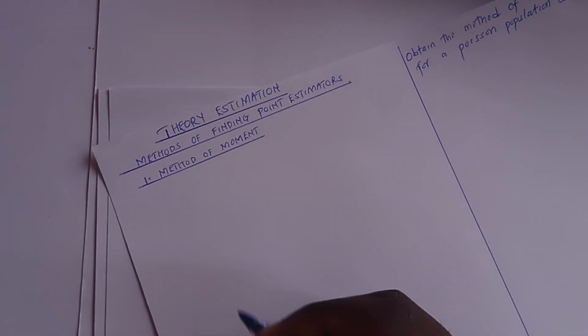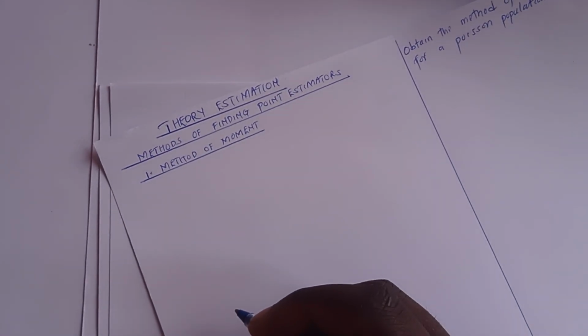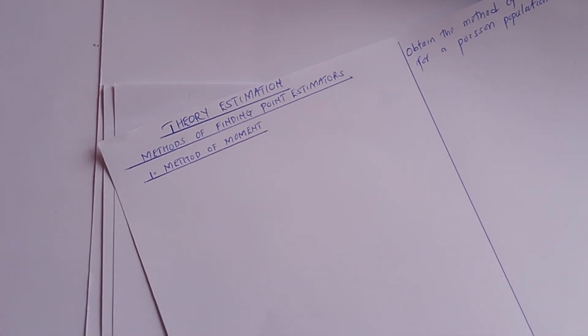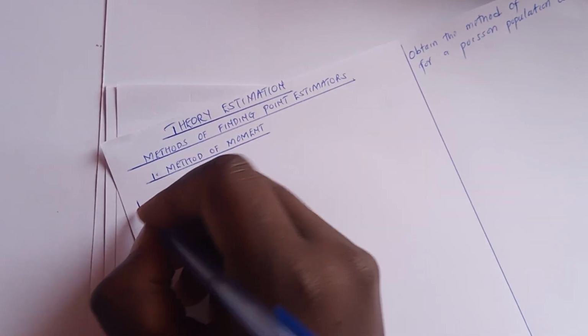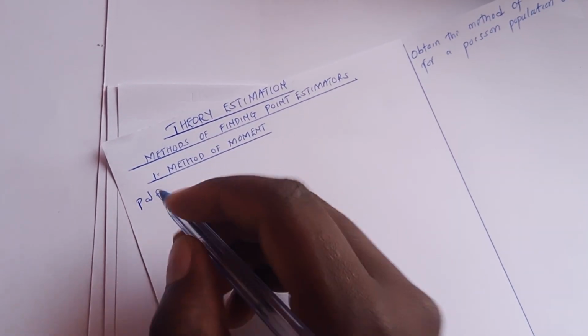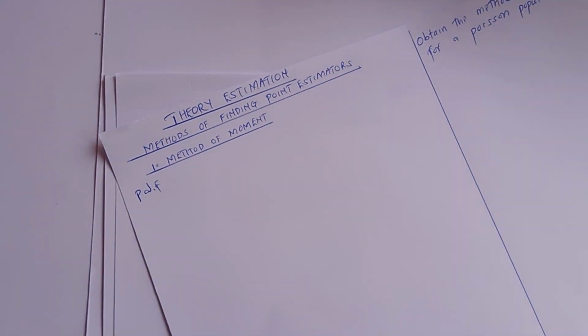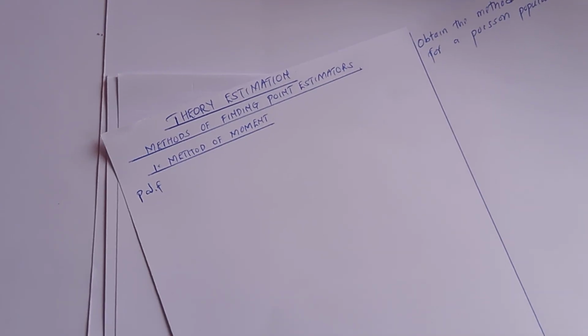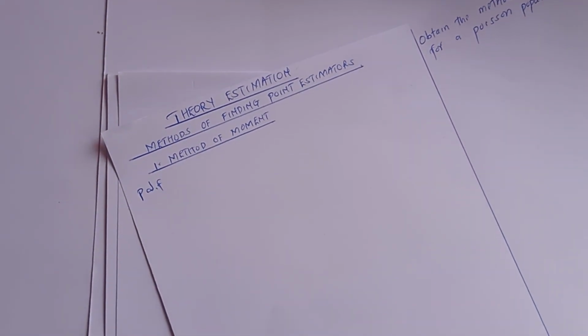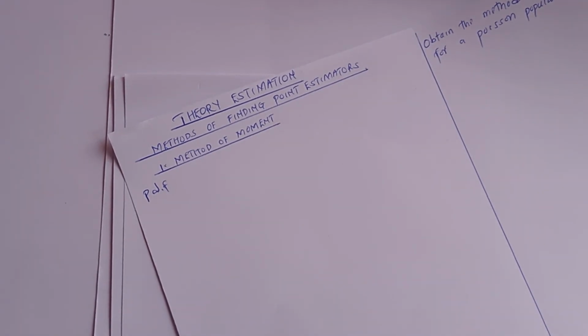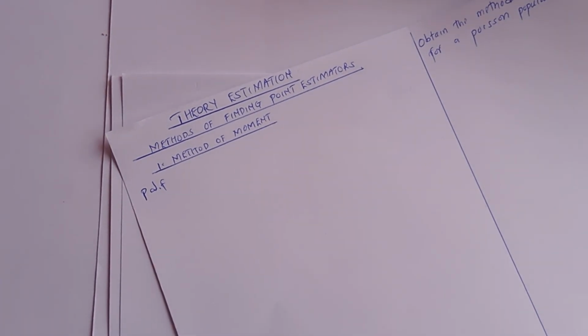Let us have a brief introduction to the method of moments, whereby from any form of distribution, we must find the PDF, the probability density function, of that population distribution that we learned in the previous classes. We were able to look at the normal distribution, binomial distribution, Poisson distribution, and so many other distributions. So we must know the PDF of any distribution.